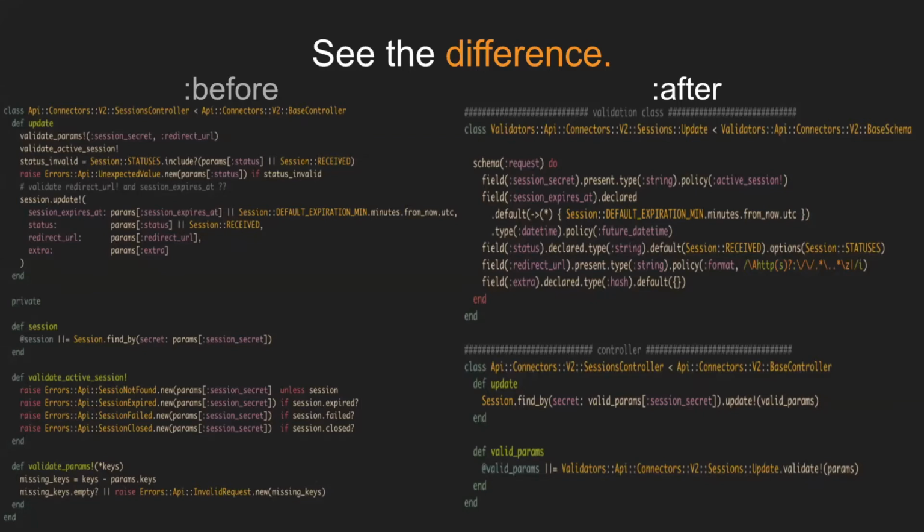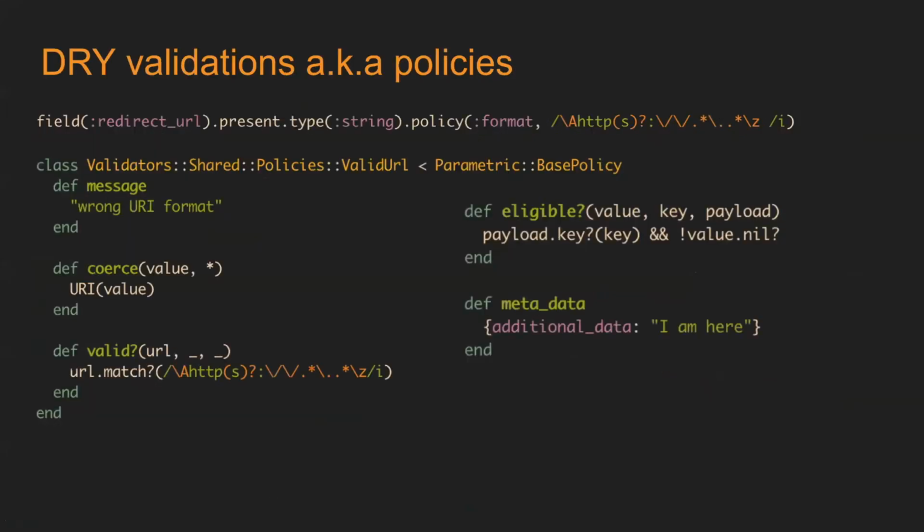I have told you about policies. We have used a format policy which declares a pattern for a string, but URL is a common behavior and can be reused, and we are free to save the URL validation logic into a class named policy. A policy should respond to the following methods: coerce, valid, message, metadata, and eligible. All of them are defined in the parent class and can be safely overwritten if needed.